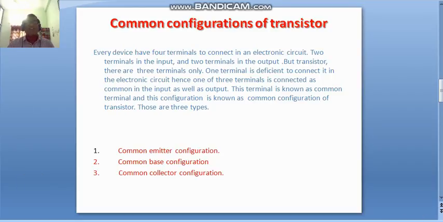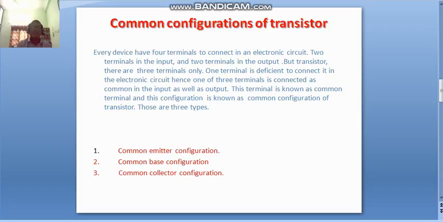Next, configuration of transistors. If you take a single PN diode, it consists of two terminals: one is cathode, one is anode, or one is P-type and one is N-type. Similarly, if you come to transistors, every transistor has three terminals, whatever the type of transistor may be. They are emitter, base, and collector. The base acts as one terminal, the emitter acts as one terminal, and the collector acts as another terminal.